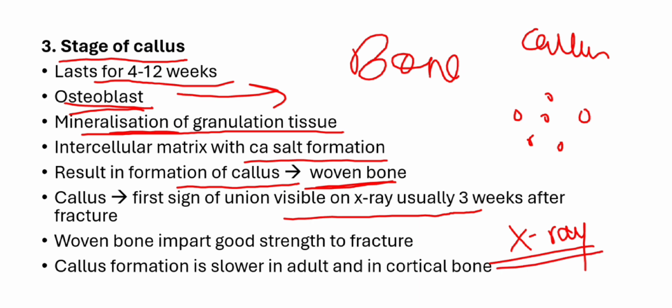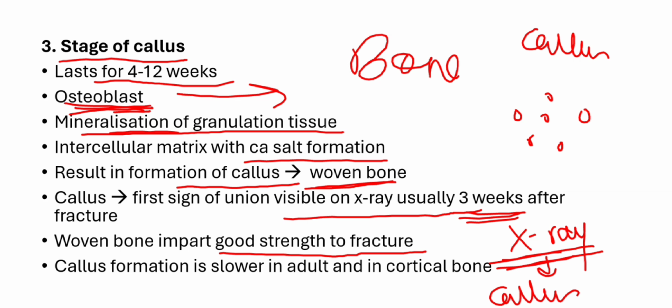So granulation tissue further differentiates to create the osteoblast, and this solid structure appears as callus, which you can see on the X-ray. So you can see callus on the X-ray usually after 3 weeks after the fracture. So woven bone imparts a good strength to the fracture. This woven bone, or the callus, will impart a good strength to the fracture.